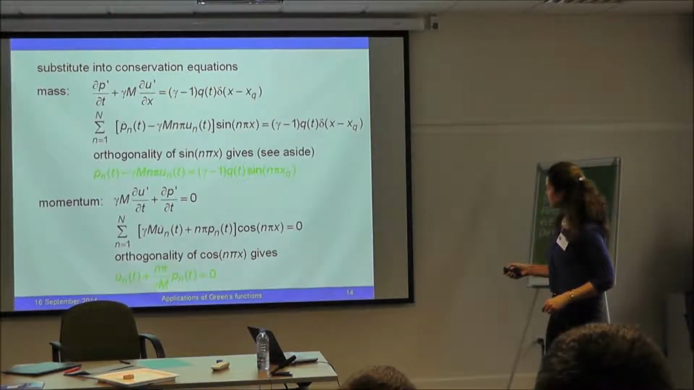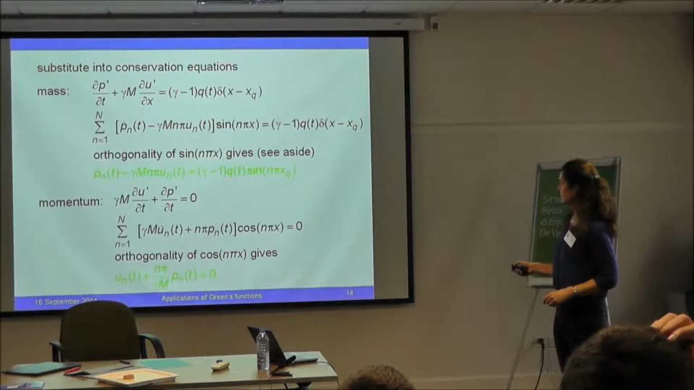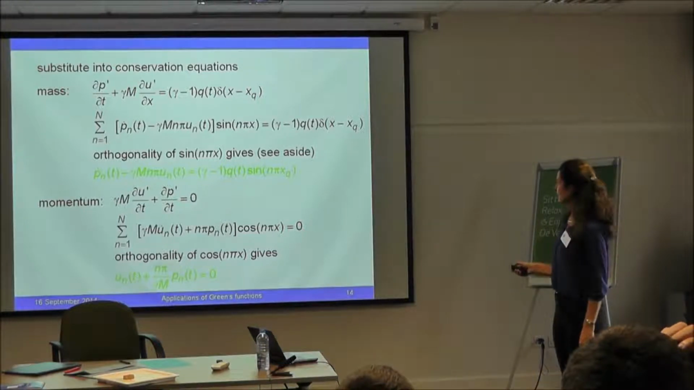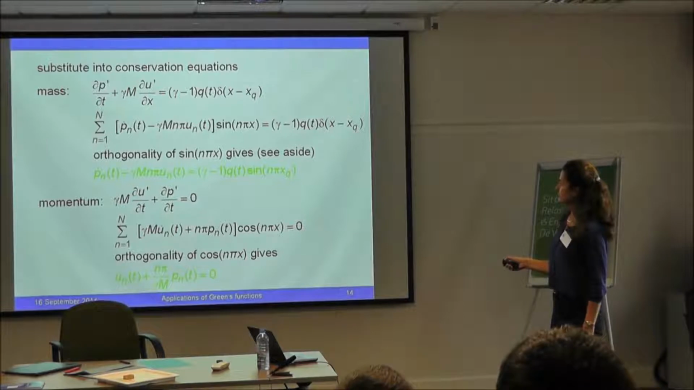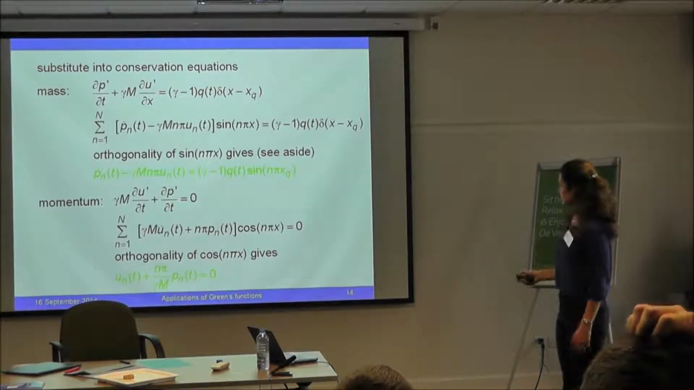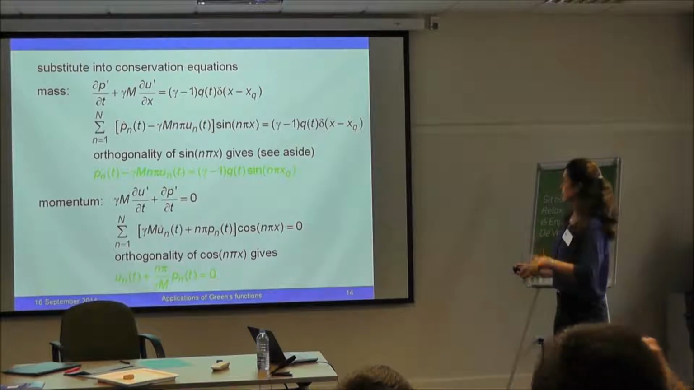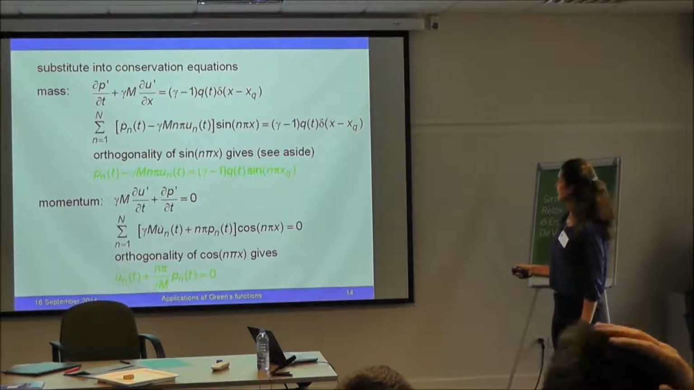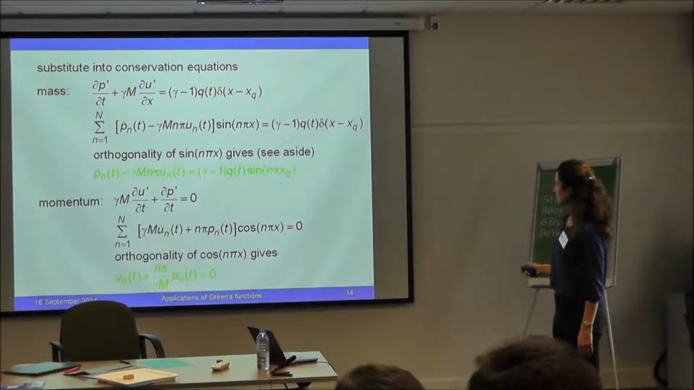And to solve this, you base it on the conservation equations for mass and momentum. This is the equation for mass. Substitute in the modal expansion for P and U that we've seen on the previous slide, which gives this expression. That expression has a sum over all the modes, all mixed up together on the left-hand side. On the right-hand side, we just have a term that doesn't depend on n.